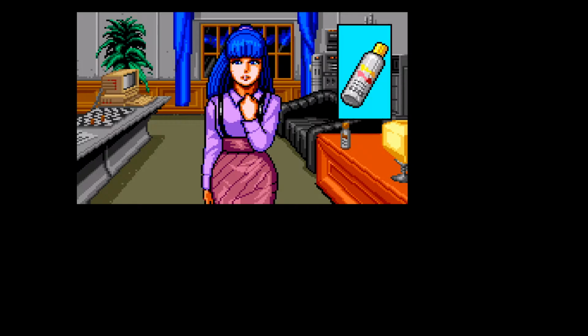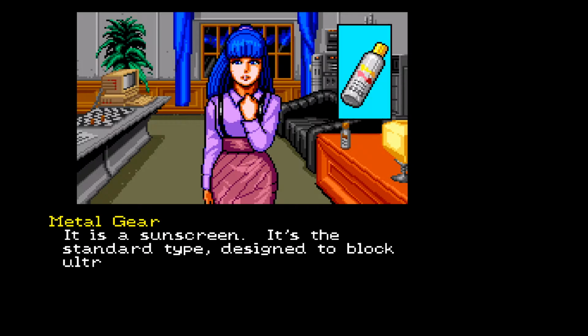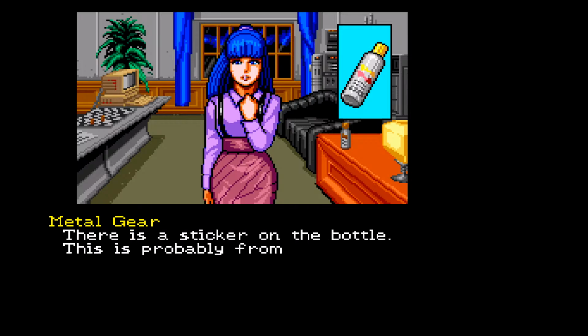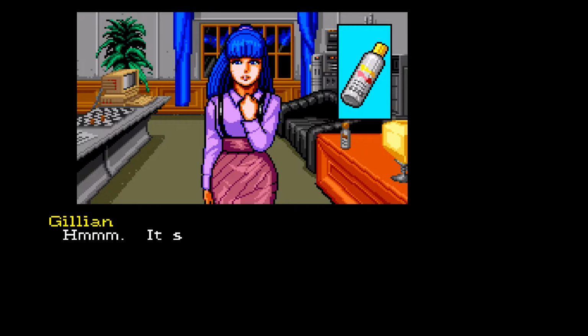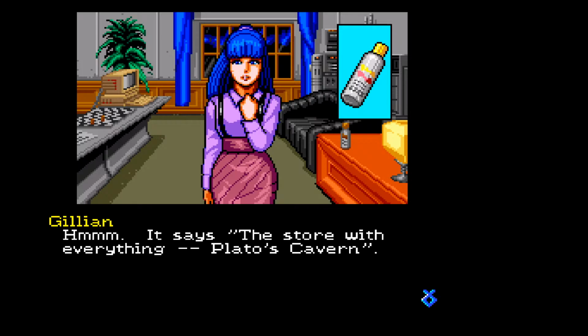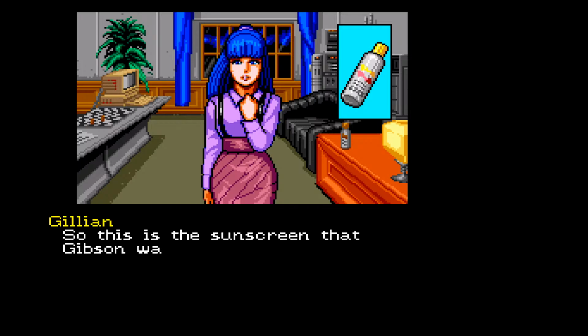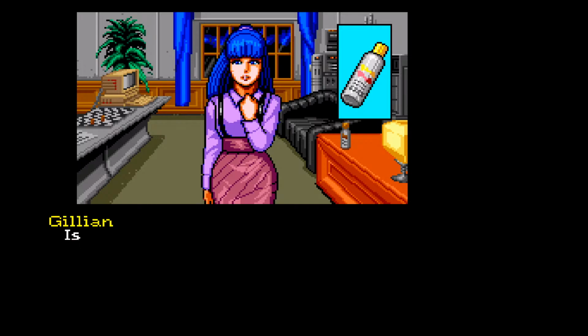Now analyzing. It is a sunscreen. It's the standard type, designed to block ultraviolet rays. There is a sticker on the bottle. This is probably from the place where it was bought. It says the store with everything. Plato's Cavern. So this is the sunscreen that Gibson was talking about, huh?